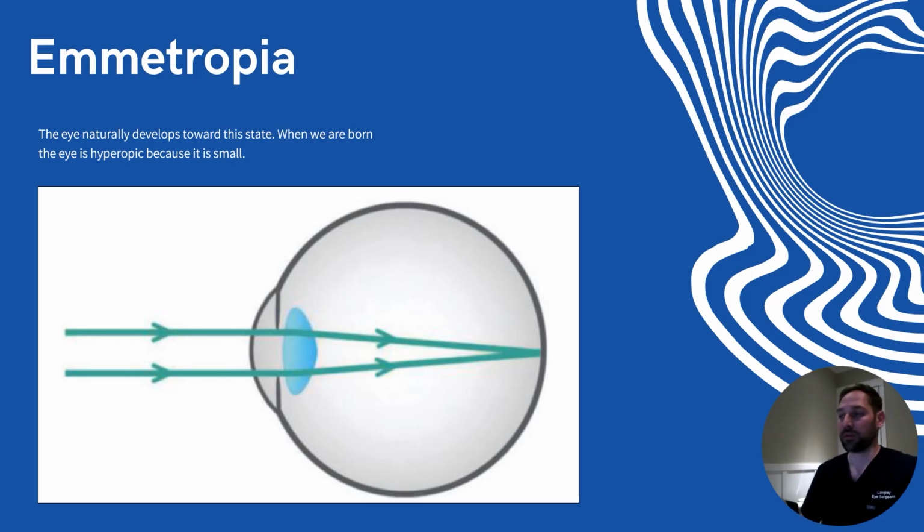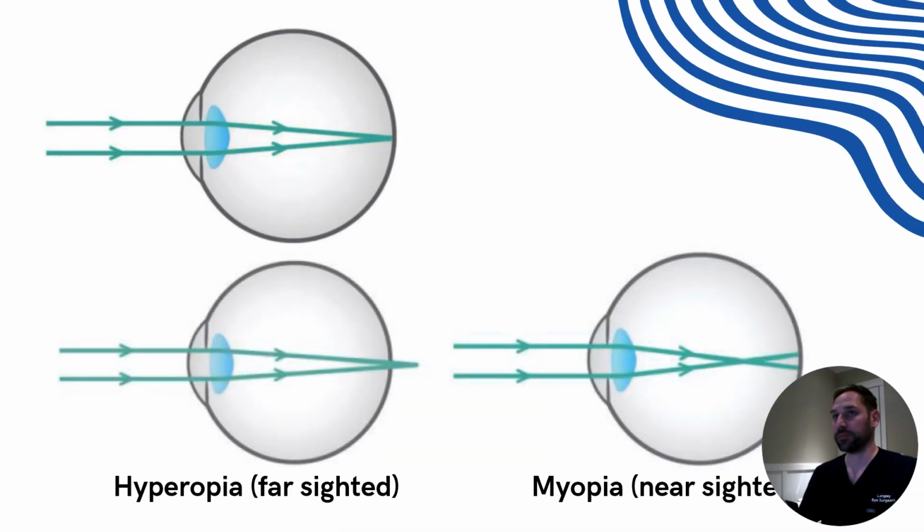When we're born, the eye is hyperopic because it's a very small eye, and the eye grows as we age. Here we can see the natural states of most eyes. This is emmetropia, where the light rays are focusing well onto the retina. In hyperopia, the lens and the cornea, the clear window of the front part of the eye, are not sufficiently powered, and light cannot be focused onto the retina. It's actually focused behind the retina, and the eye is not able to generate a clear view.